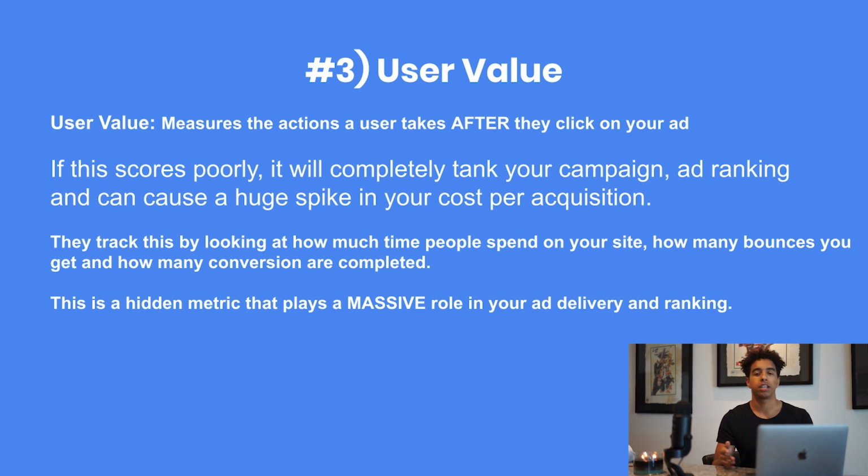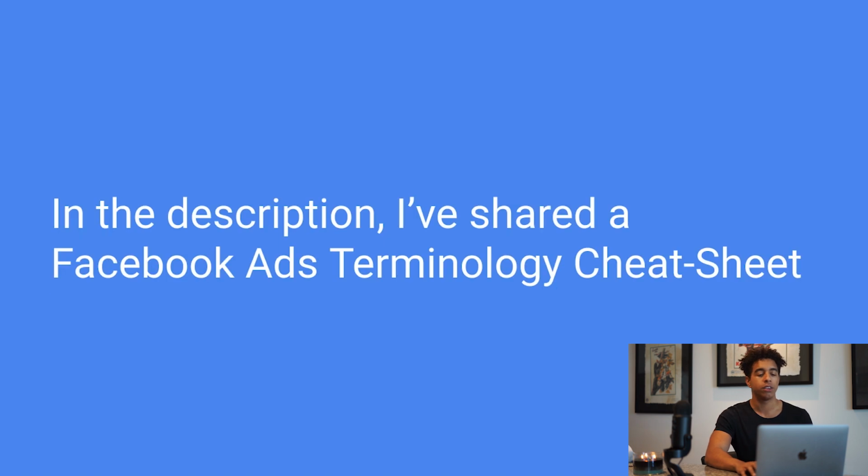So if they come to your website and the first thing they do is they bounce, they leave the website, it's going to cause your score on this user value number to dip down. And this is something that you actually can't even look at. It's a hidden metric, but it plays a massive role in your ad delivery and ranking. This is why people with these really slow loading page websites and people with these poorly designed sites always lose the bid to somebody who has a nice, optimized, clean store. It's very important to know these things.